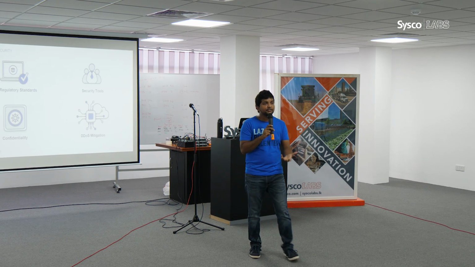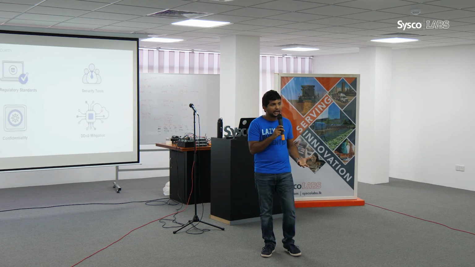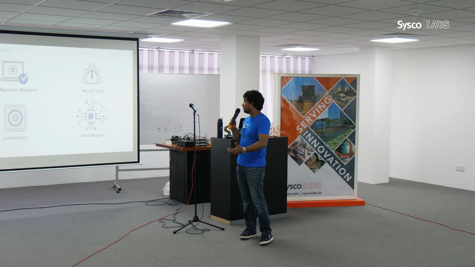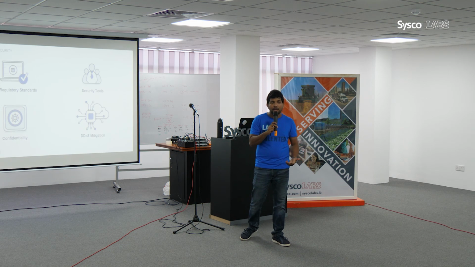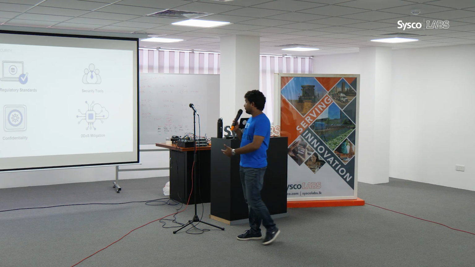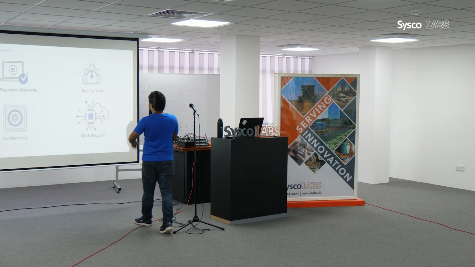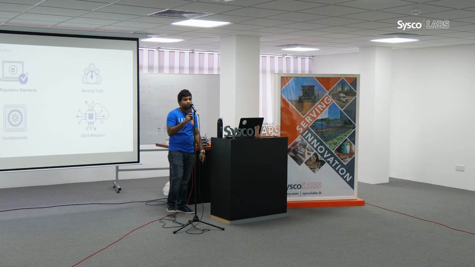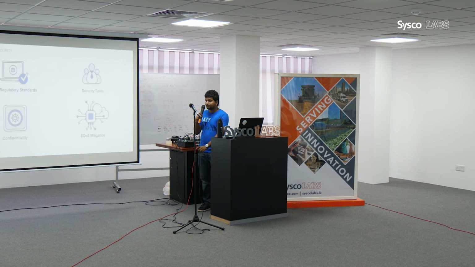tools. Since everyone is using AWS, you must know about IAM policies. So they update all this. There are security tools that you have for this. And then confidentiality is secured. And then finally, they avoid this thing called DDoS mitigation. Mitigation means reducing it.